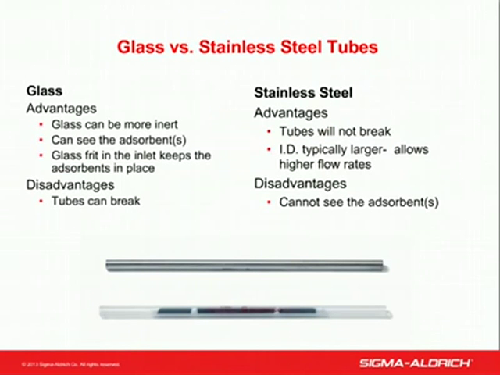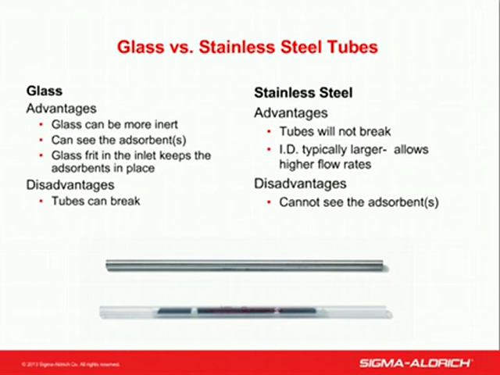So then we always have the choice, glass versus stainless. Glass has the advantage that it is typically considered more inert. We can see what's going on inside the tube as it ages. The glass frit in the inlet keeps the adsorbent in place during use. And one of the disadvantages, of course, with glass is that they commonly break.